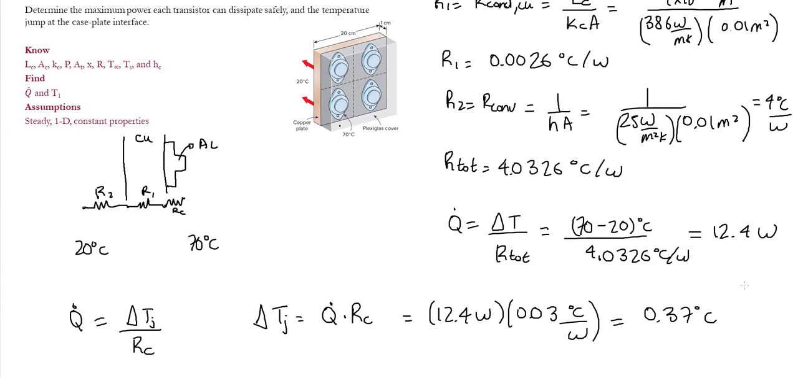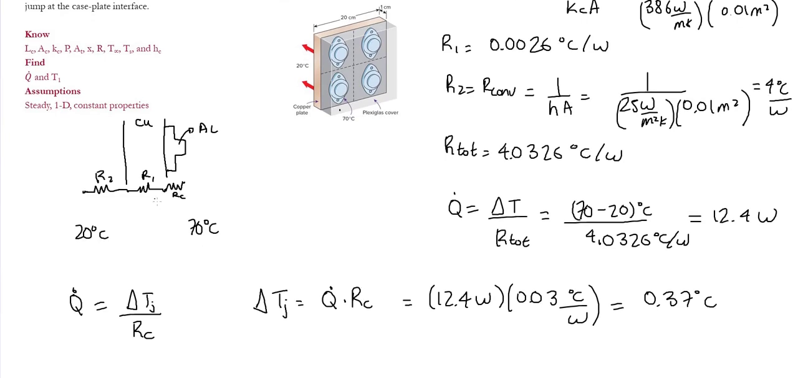So that tells you that in going from aluminum to copper, there is going to be a change of 0.37 Celsius. If we know that the aluminum temperature is 70 Celsius, then the temperature of the copper is simply 70 minus 0.37, which is equal to 69.63 Celsius. This shows you that there is a very small jump in temperature, and the reason is that the value of the resistance is very low.